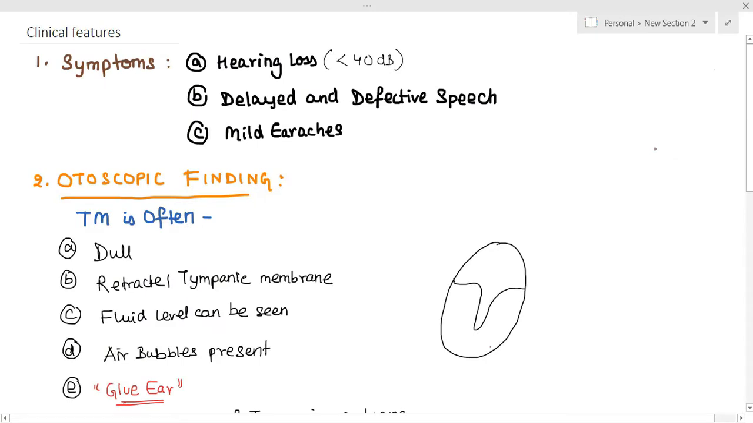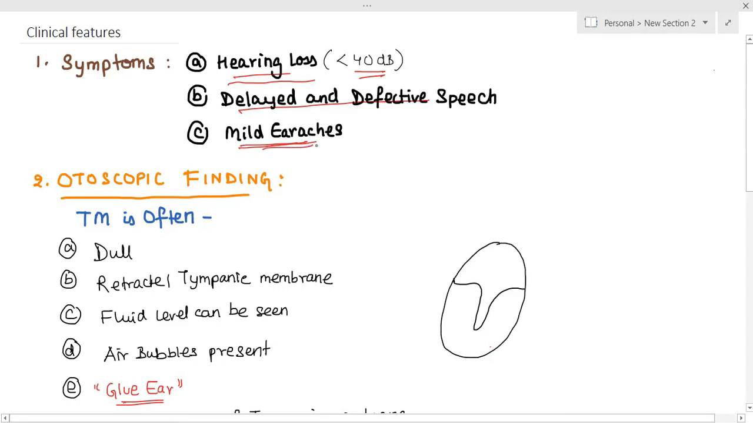So how does a patient of serous otitis media present to you? What are the symptoms? They will have a mild hearing loss, not more than 40 decibels, and there would be delayed and defective speech because there is hearing loss. Hearing is a very important part of speech development. If there is no hearing, then there will be defective speech.